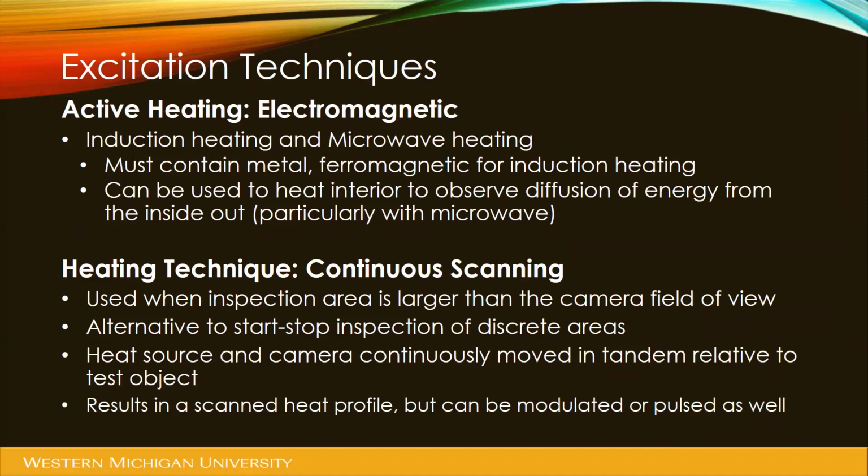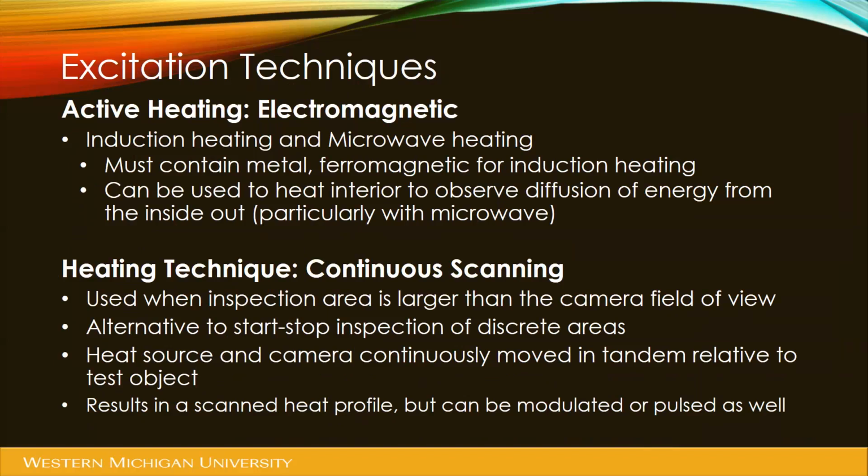But the neat part about microwaves: where do they heat the food when you put it in there? The water molecules. Where does it heat from? It heats from the center out. So you can actually use microwave to see the diffusion of energy from the center of a part to the outside. It's a unique way of being able to image. It can be used to heat the interior to observe diffusion of energy from the inside and then out.